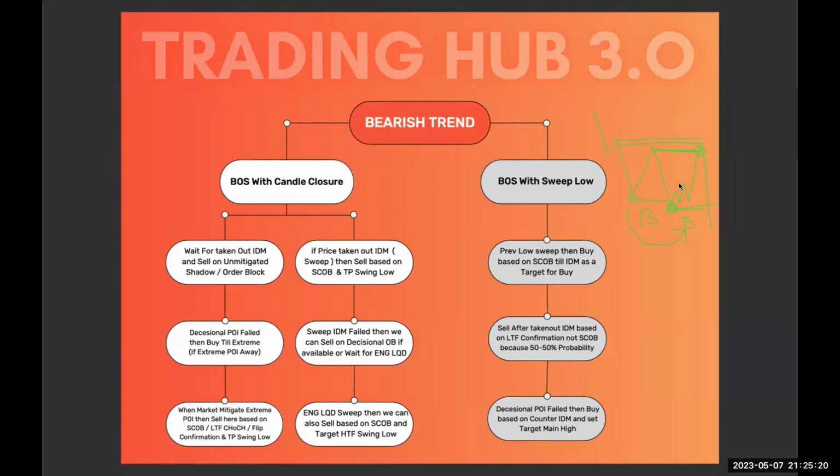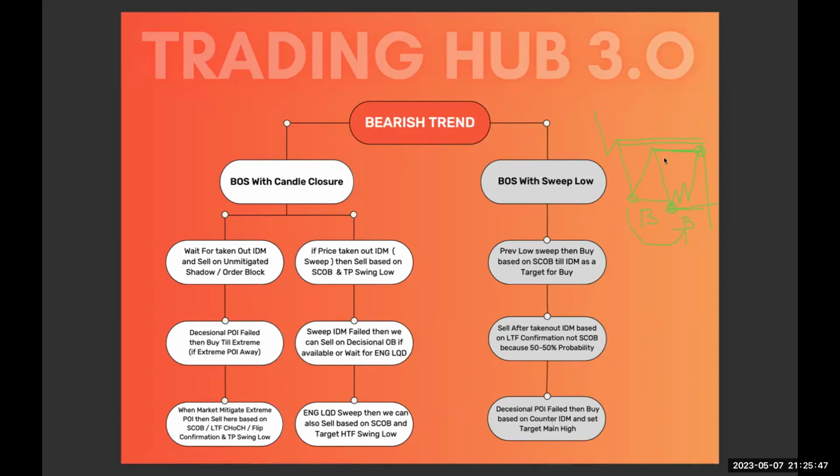Correct? The next one, after this one, sell after taking out the inducement. If it fails on the lower time frame and is not a single candle order block, it's because of 50% probability. Exactly, right? Decisional PD array failed, then buy based on counter trend and set the main target.